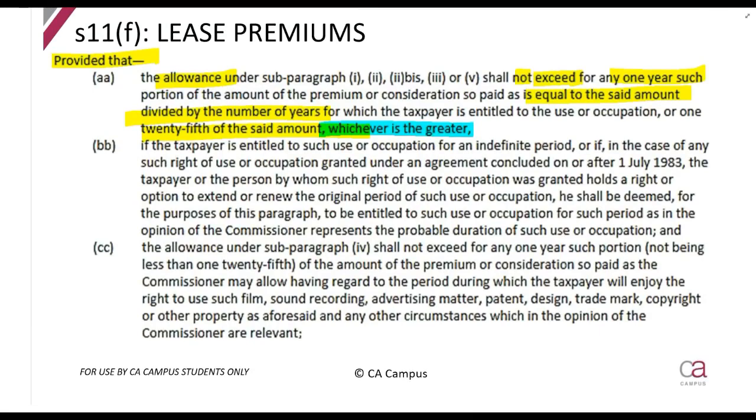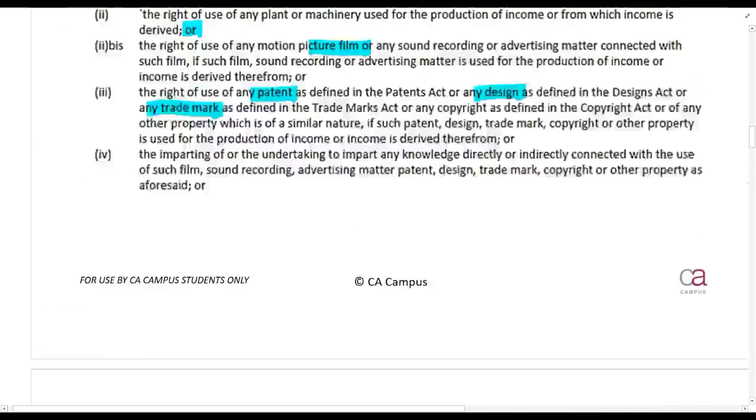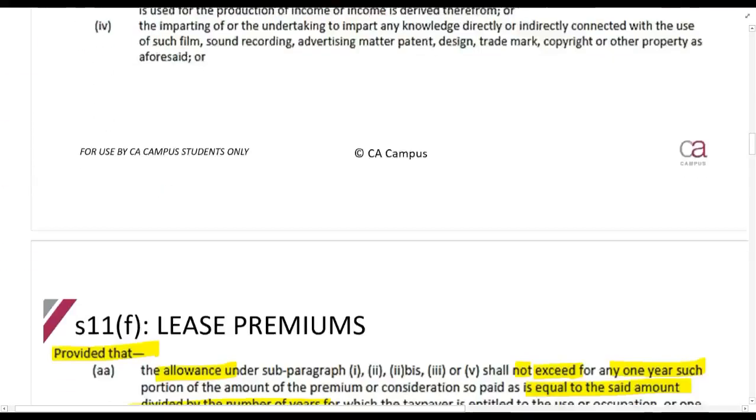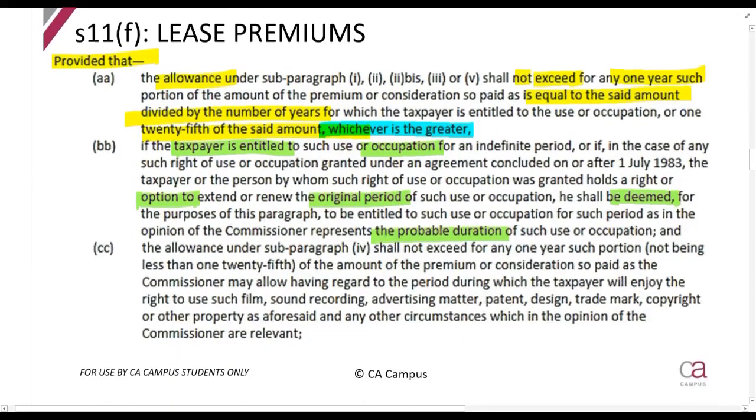Right, so they tell you now the rental period the taxpayer is entitled to such an occupation. The option to extend or renew it shall be deemed to be the probable duration. So what they're basically trying to tell you here is, if you have this situation where you can rent it for an initial period of 10 years and then have an additional period, that 15 years will be the probable duration unless you can prove otherwise. That's what they're talking about.